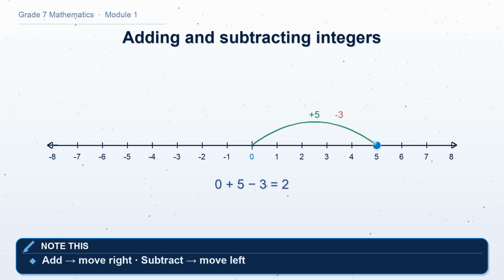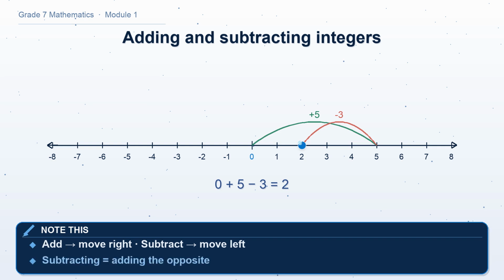Here is the shortcut worth remembering. Subtracting a number is the same as adding its opposite. So 8 minus 10 is the same as 8 plus -10, which gives -2.